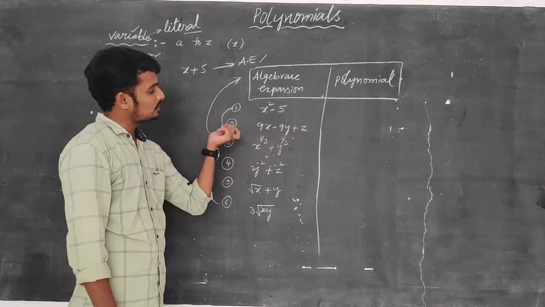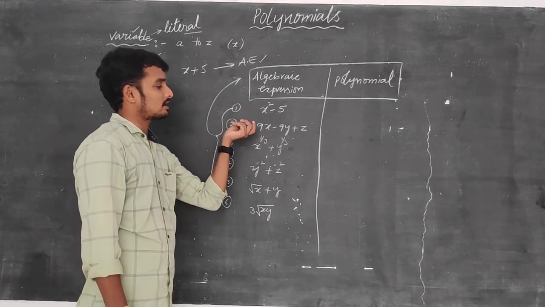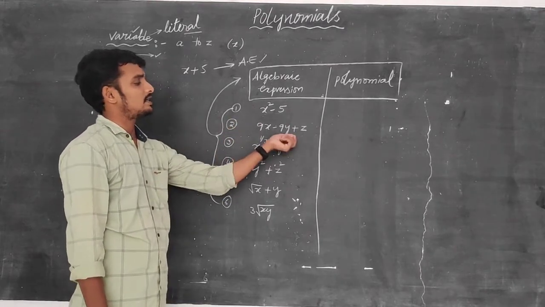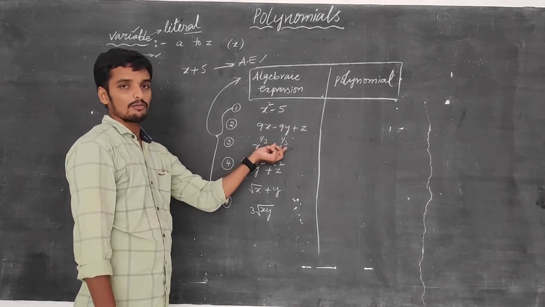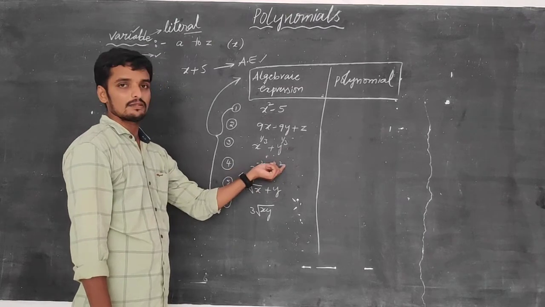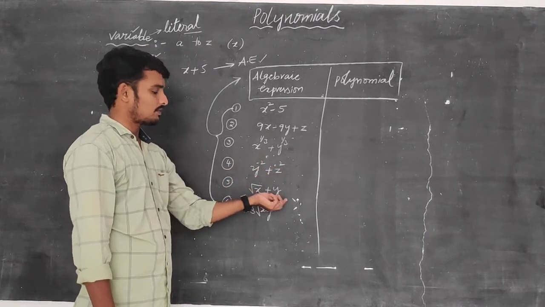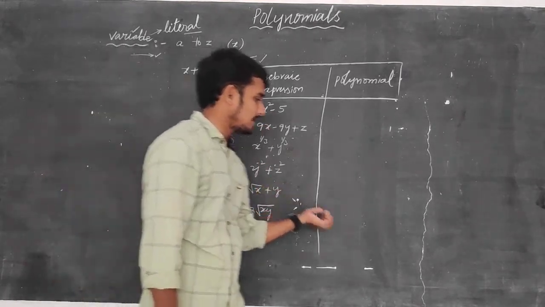9 is a number, 9 into x. So 9 and x are connected with the into symbol, 9x and 9y are connected with the symbol minus, and 9y and z are connected with the symbol plus. And the third example, x to the power of 1 by 3 plus y power 1 by 3, is also an algebraic expression. Y to the power minus 2 plus z square, this is also. Root x plus y, this is also. 3 root xy, this is also. These all are algebraic expressions.